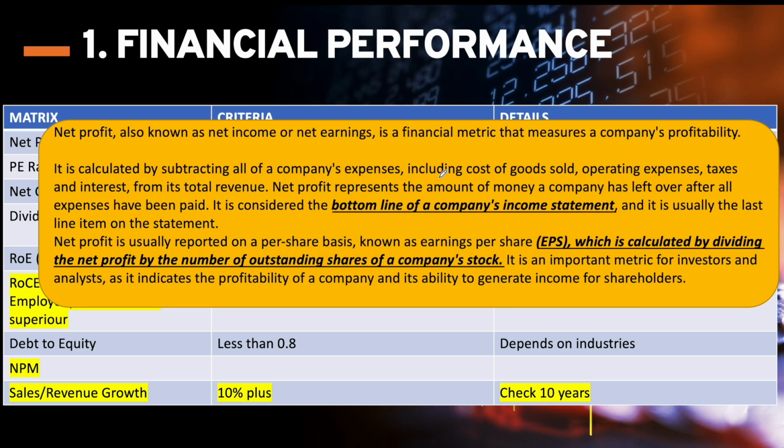This is the official definition. Net profit is a financial metric that measures the company's profitability. It is also called the bottom line of a company. Net profit is usually reported on a per share basis, also known as EPS, which is calculated by dividing the net profit by the number of outstanding shares of the company.